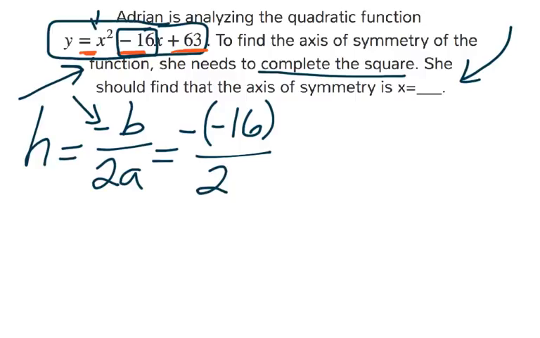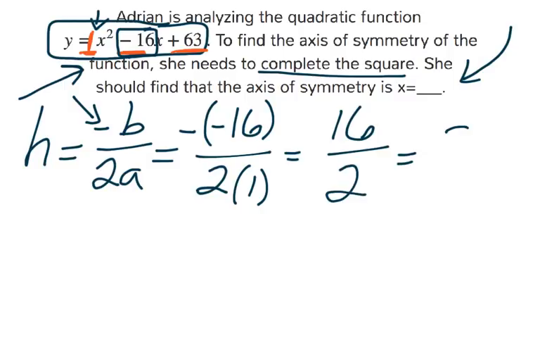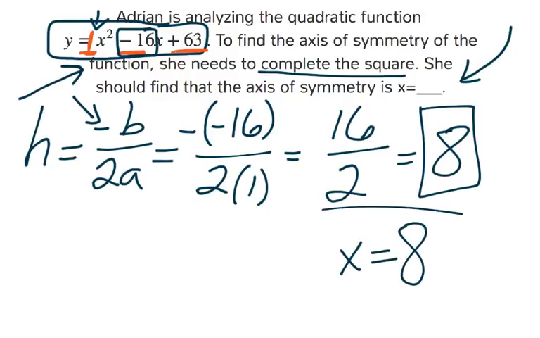Well, there's no number in front of the x squared, so it's actually just a 1. So a is just going to be 1. Negative times negative makes a positive, so I actually have positive 16 now, divided by 2 times 1 is 2, and so my final answer here is 8. So the axis of symmetry is just x equals 8 in this case.